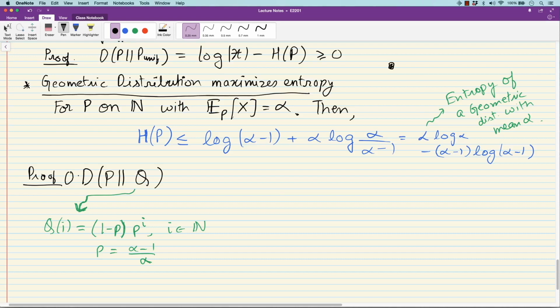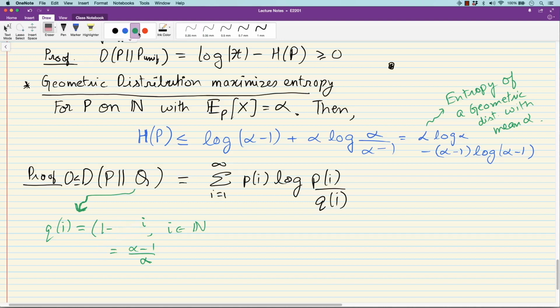Of course, this quantity is non-negative with equality if and only if P equals Q. But what is this quantity? It is exactly equal to the summation over i from 1 to infinity of p_i log of p_i by q_i. Maybe P is not a good notation for the parameter, so let's call it theta, since I'm using P here already.